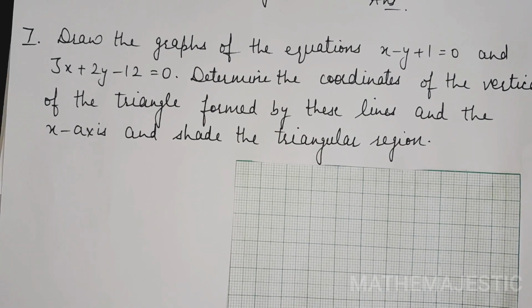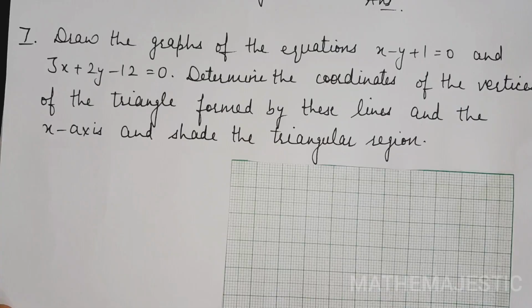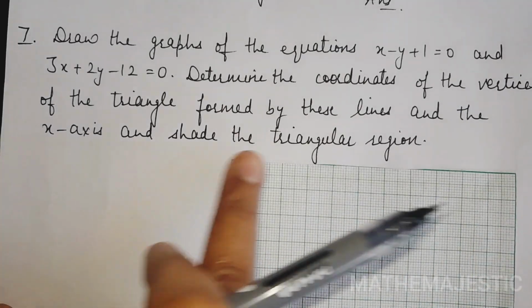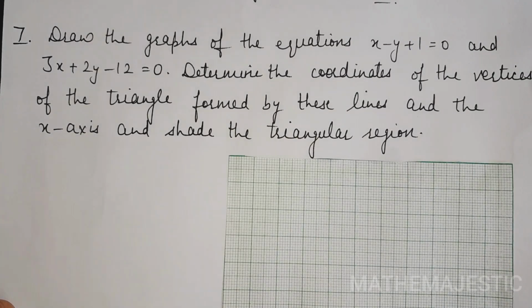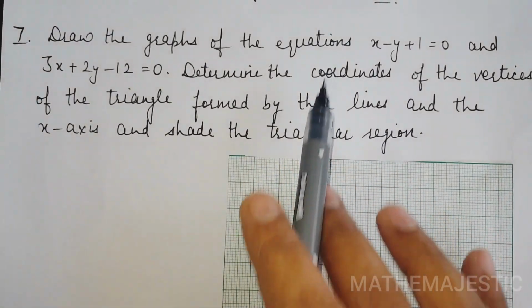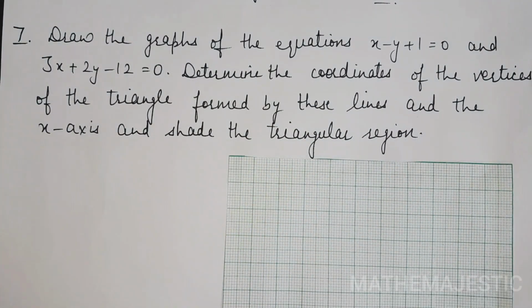Determine the coordinates of the vertices of the triangle formed by these lines and the x-axis and shade the triangular region. It is a similar question. Here we will first plot the equations graphically, then we will find the coordinates of the vertices of the triangle which is formed by these two lines and the x-axis. So when the 3 lines meet, the x-axis and 2 lines, we will get a triangle. So we have to find the coordinates of the triangle and we have to shade the triangular region also. So it is basically the same question.